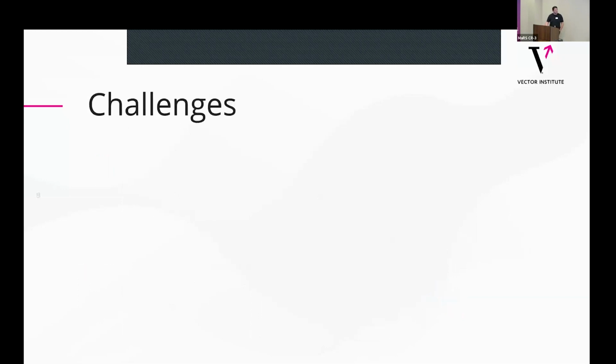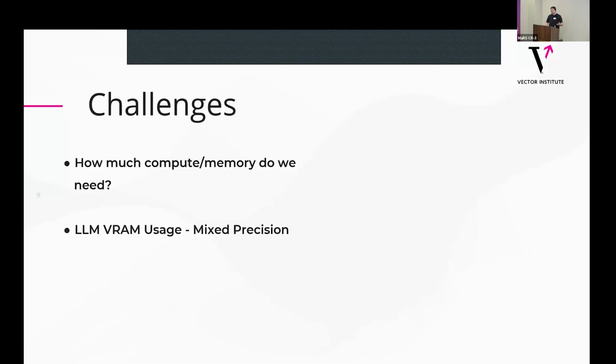And so what are the challenges with this? Well, the first thing that you maybe want to ask yourself is how much compute or memory do we actually need to do this? Making a reasonable assumption of mixed precision training, which is pretty common, you're looking at about 6 bytes per parameter in terms of model weights. So that's your master weights and your copy.